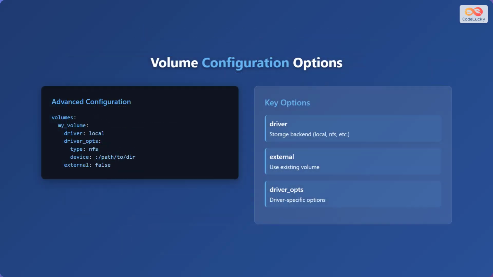Here is an example of advanced configuration. In the docker-compose.yml file, under Volumes, define my_volume, driver as local, driver options with type as NFS, and device as :path/to/directory, external as false. Key options available are driver, which is the storage backend like local or NFS, external, which means to use existing volume, and driver options, which are driver-specific options.